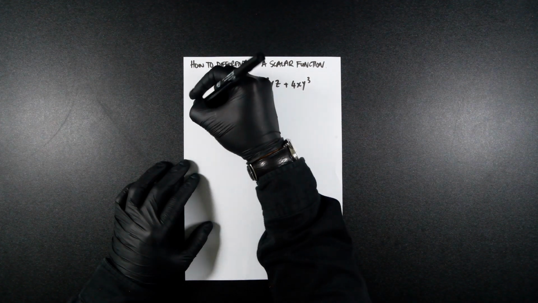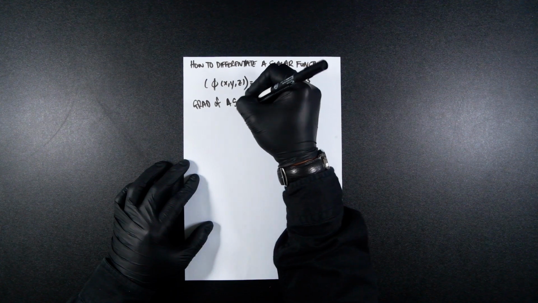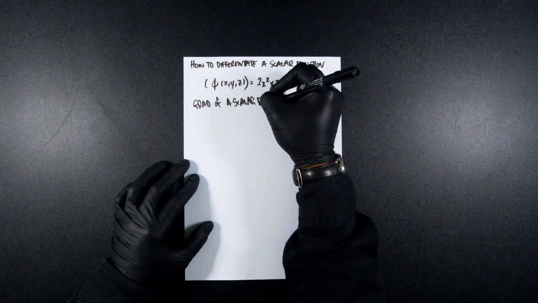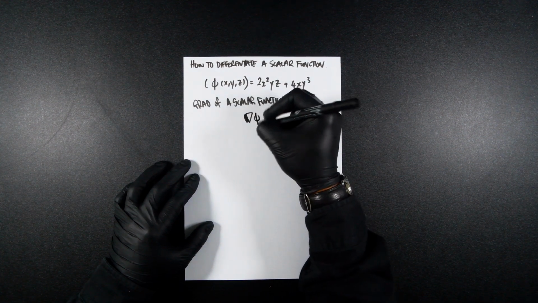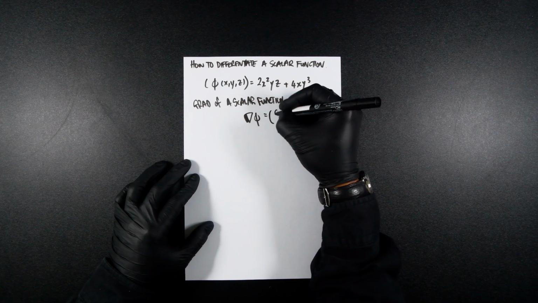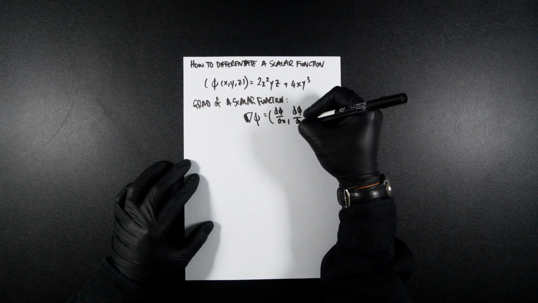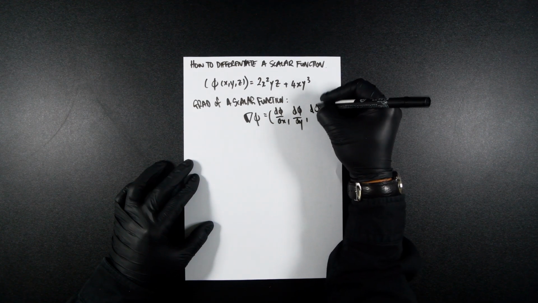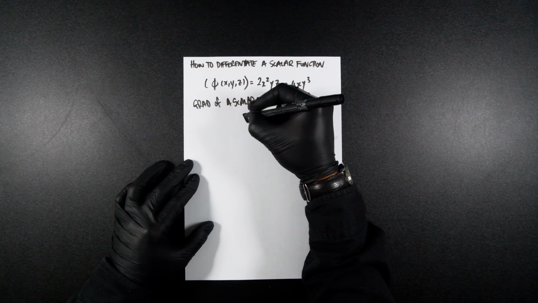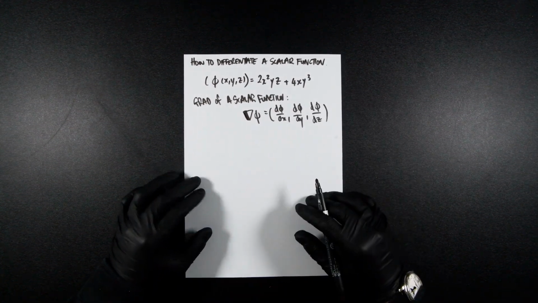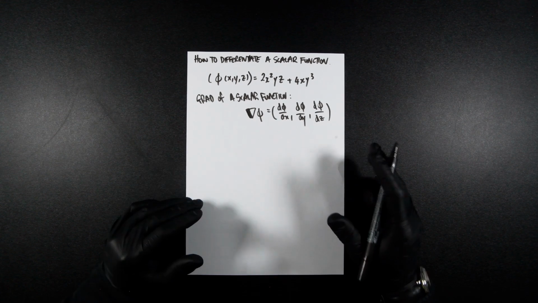The gradient, so the grad of a scalar function, is d phi over dx, d phi over dy, and d phi over dz. This here is what's called a Nabla, which is another fancy way of just talking about the gradient of a scalar function. So the first thing that we want to do is do d phi by dx.